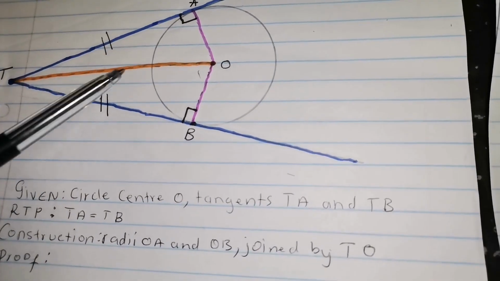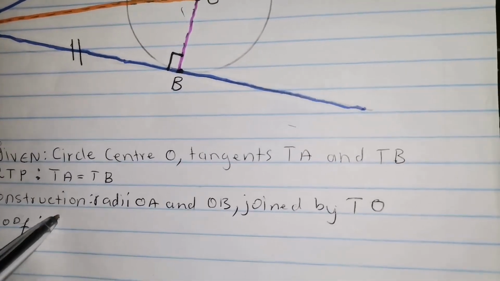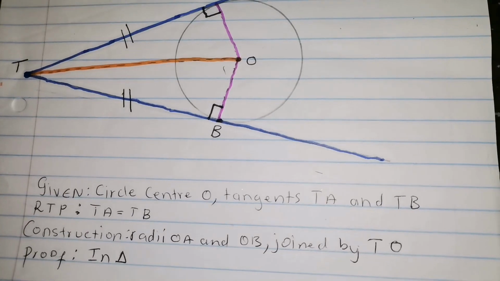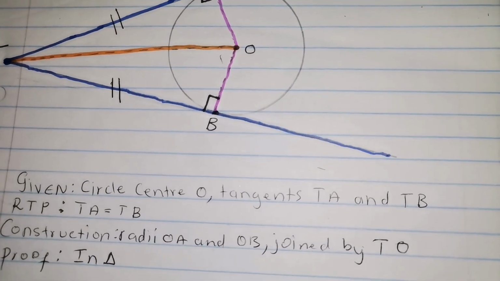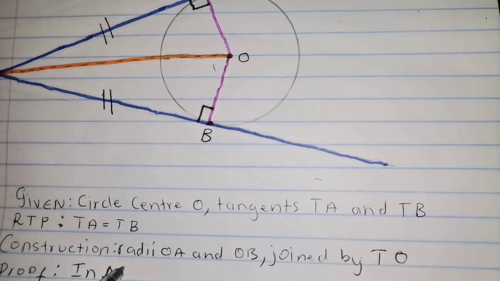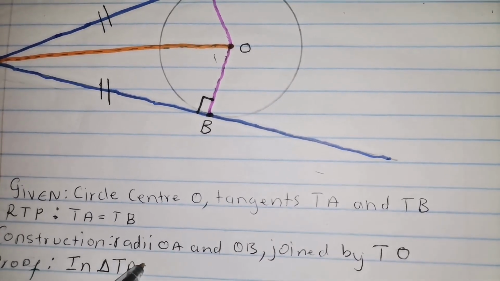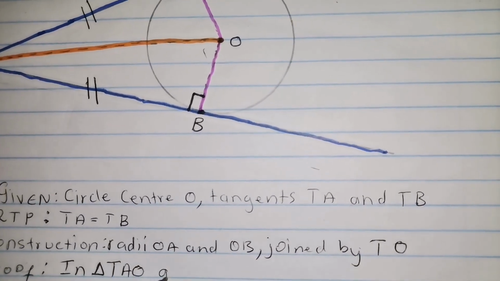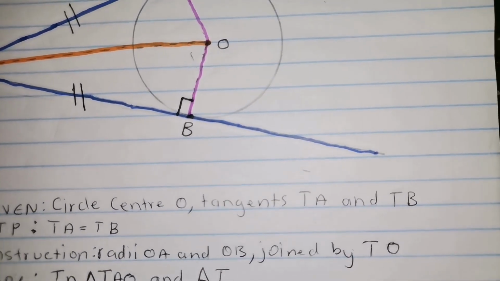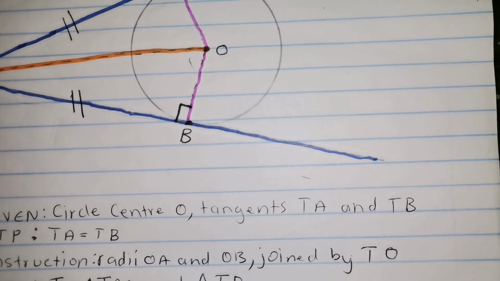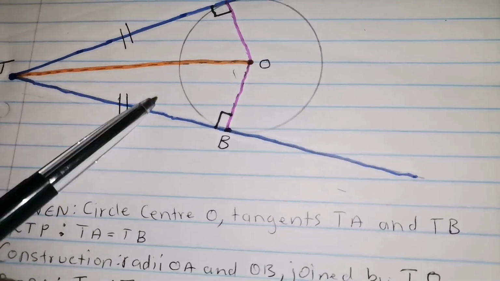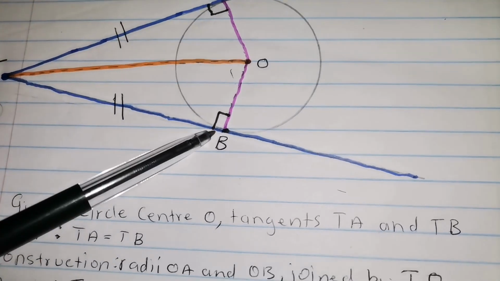Let us prove from the triangles, in triangle TAO and triangle TBO. What is happening? From these two triangles, you can see that A is equal to B.